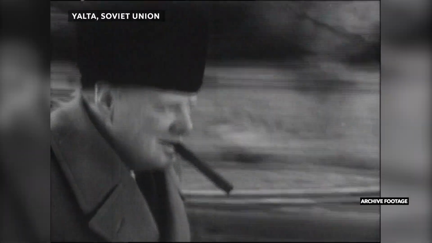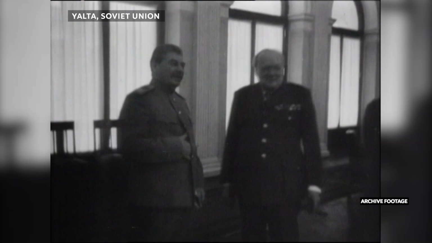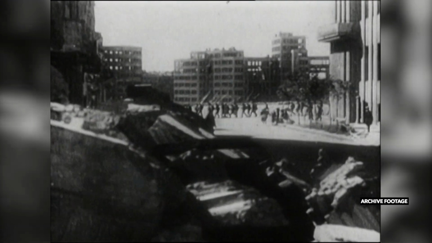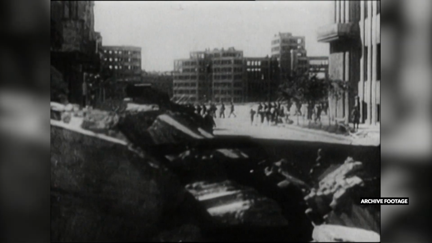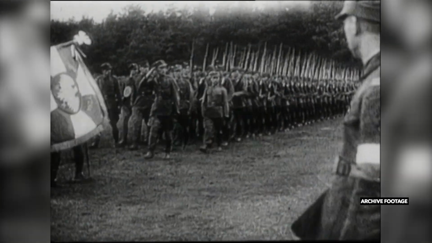There, agreement was reached on the division of Germany into occupation zones, and that the Baltic states of Lithuania, Latvia and Estonia would become part of the USSR. Poland posed problems for the Big Three though. As Soviet forces fought towards Germany, they established a communist government in Lublin, despite there being a Polish government in exile in London. In 1945, they met again in Potsdam.